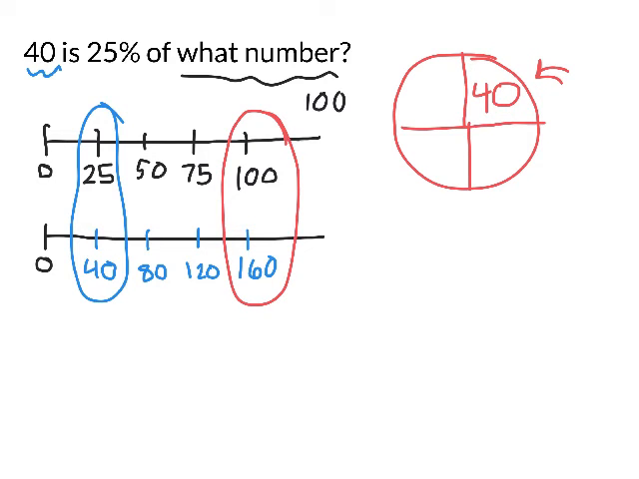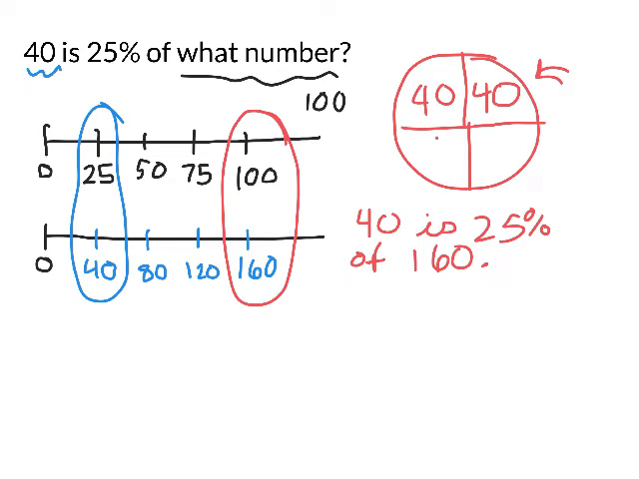So this shows us that, sorry, that's not the right way to say this, that 40 is 25% of 160, which should kind of make sense with our model, right? If we had 40 in all of these, that would give us a total of 160.